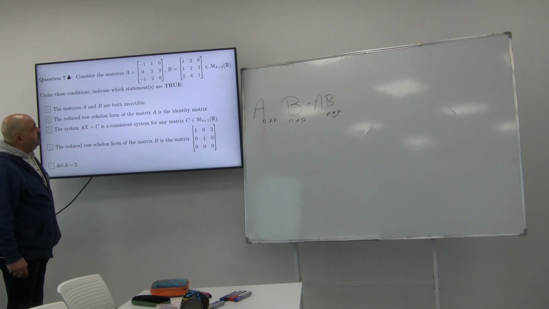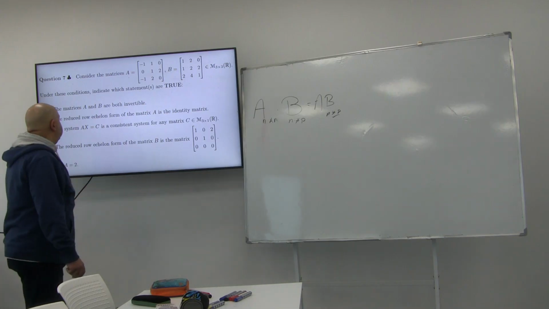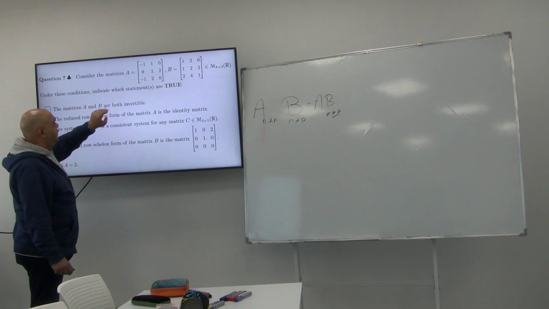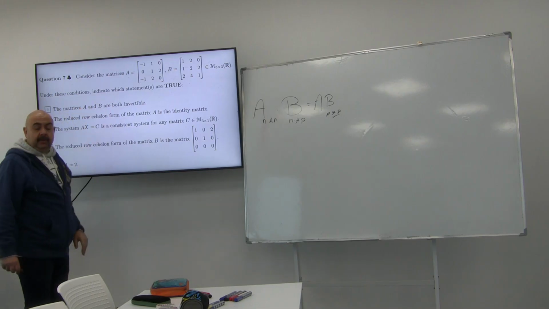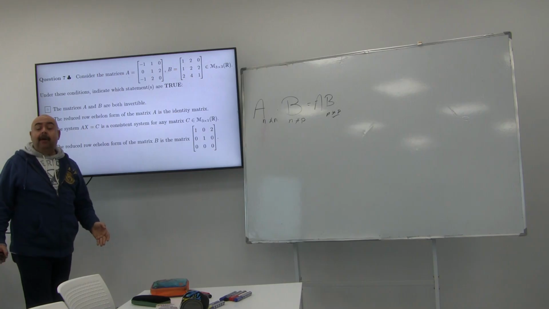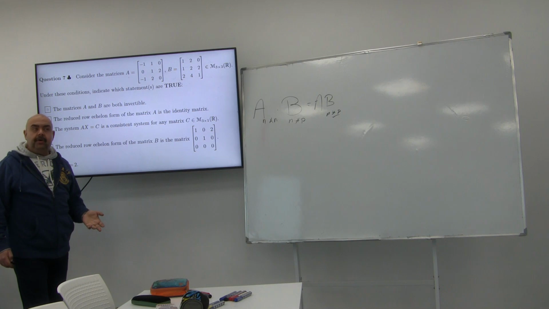Now, consider the matrices A and B. Under these conditions, indicate which statements are true and which are not. He's telling you, consider matrices A and B, and is giving you the matrices by itself. If the matrices A and B are both invertible, I will have to check. How to check? You can get the inverse of these matrices, or, wait.